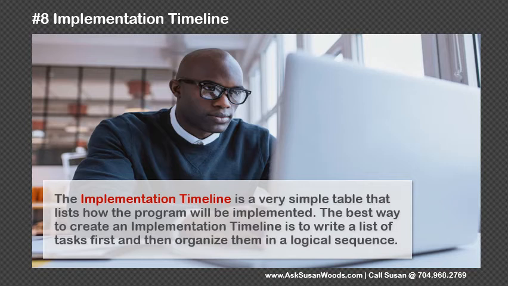The implementation timeline is a very simple table that lists how the program will be implemented. The best way to create an implementation timeline is to write a list of tasks first and then organize them in a logical, chronological sequence. Let's talk about that more.